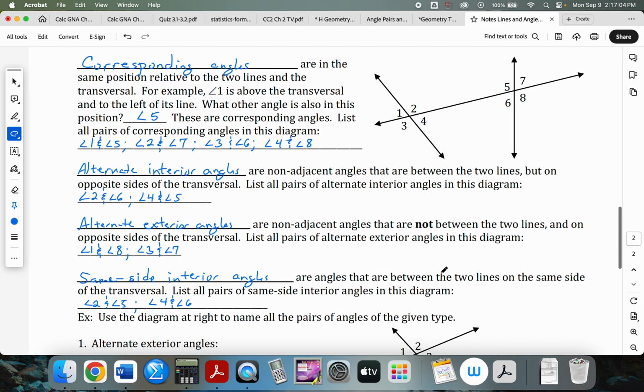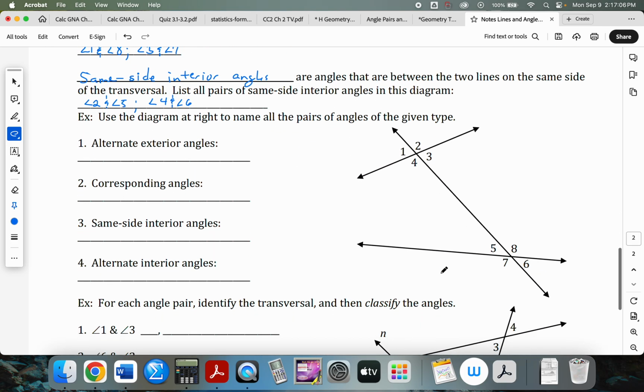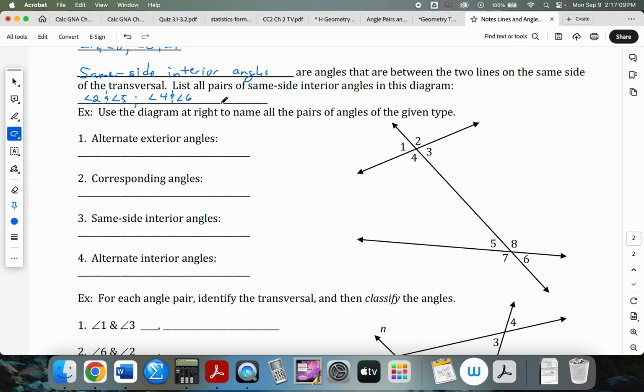So let's practice using those terms. In this diagram, I want to name all the pairs of angles that are of the type alternate exterior angles. So alternate, opposite sides of the transversal, exterior, not in between the two lines. I'll take a volunteer for that. Anyone got that one? 1 and 6. Very good. Angle 1 and angle 6. Yes, sir. 2 and 7. Very good. Angle 2 and angle 7.